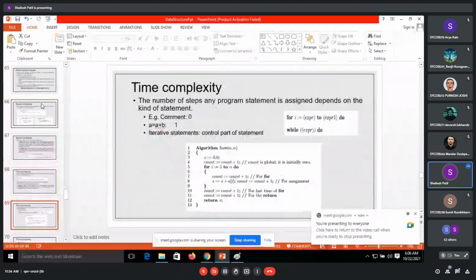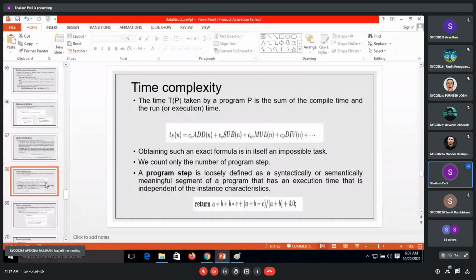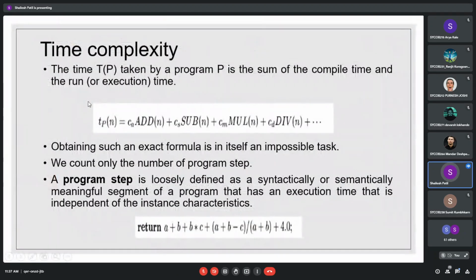Started with time and space complexity. So today we'll try to finish up this part, along with the asymptotic notations that we need to work with. So basically, time complexity.